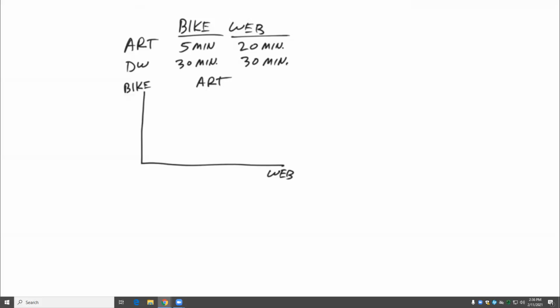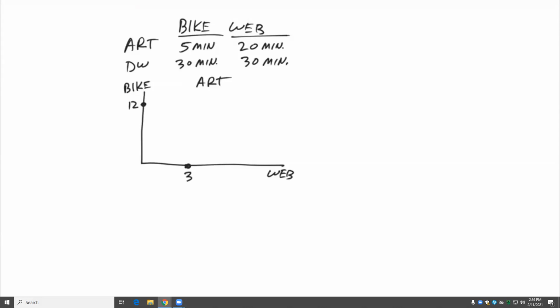So let's talk about bikes. Arthur can do a bike repair in 5 minutes. So how many can he do per hour if he does nothing but bike repairs? Well, there are 12 5-minute periods in an hour, right? 60 divided by 5. So there's the point on the production possibilities curve if he does nothing but bike repairs. How many web page updates can he do? Well, he can do 1 in 20 minutes, so that would be 3 per hour.